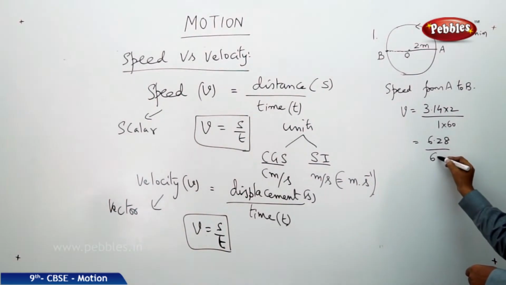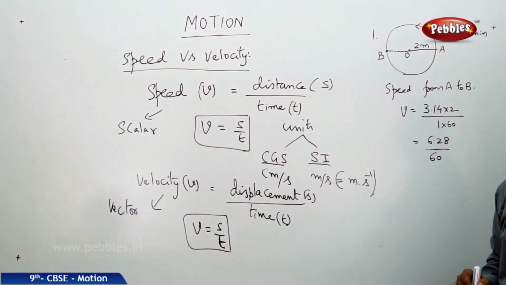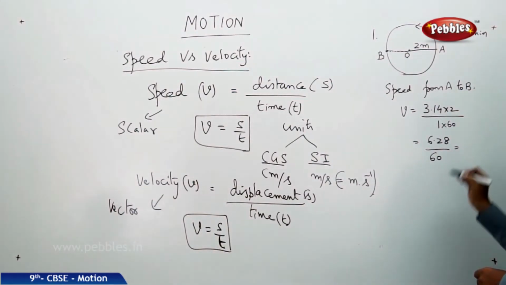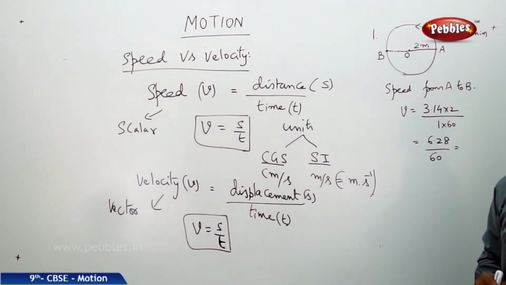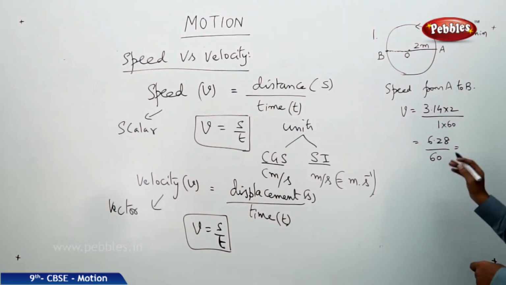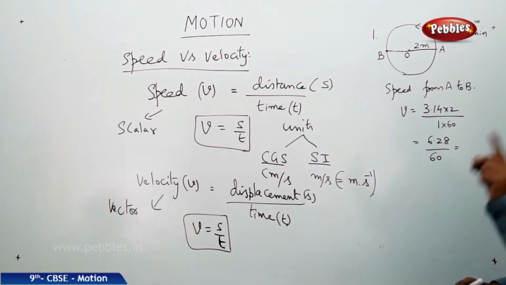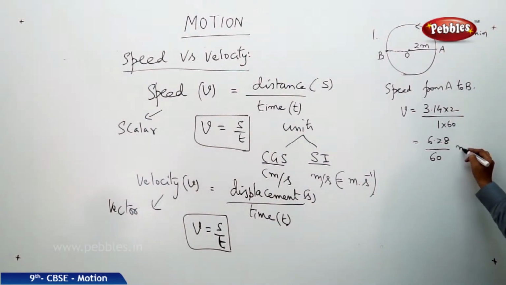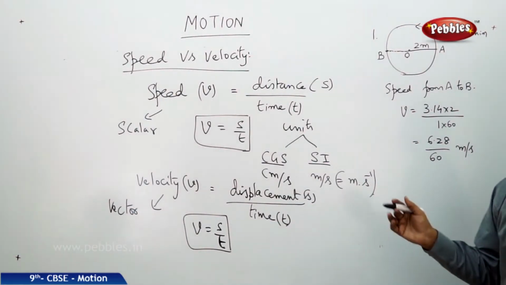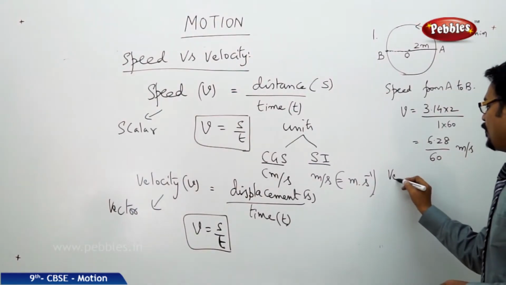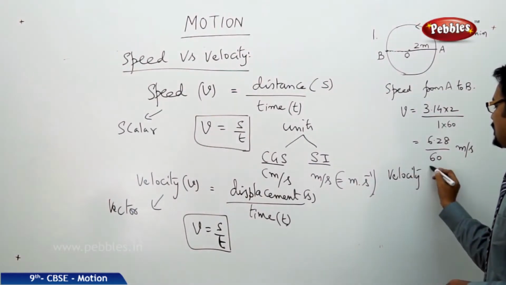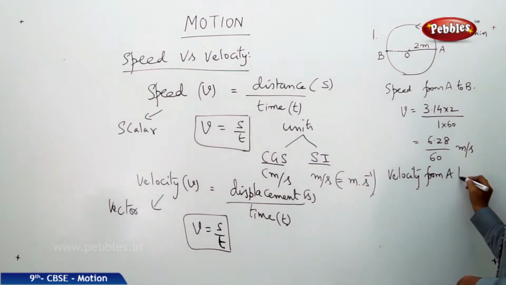Therefore, the answer is 6.28 divided by 60. Now, by solving this, what answer are you getting? You solve it, I am not solving. It is in meters per second. That's the speed. Now, velocity, the same problem, velocity from A to B.